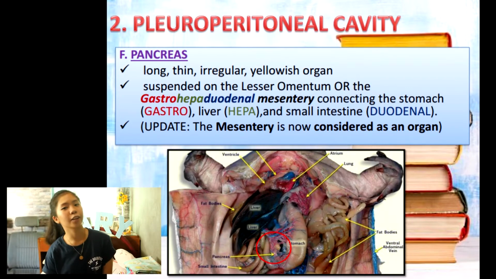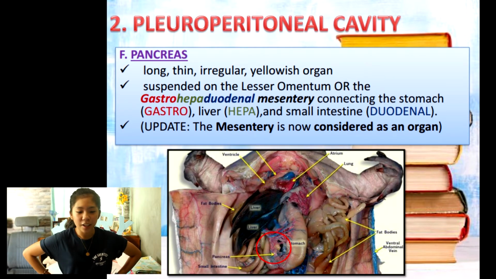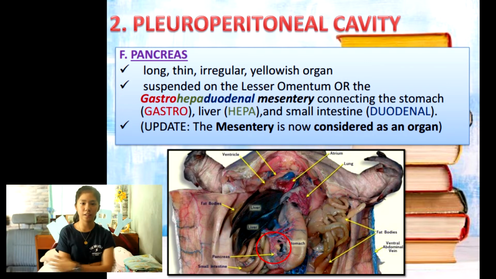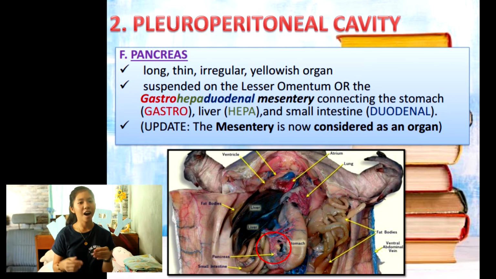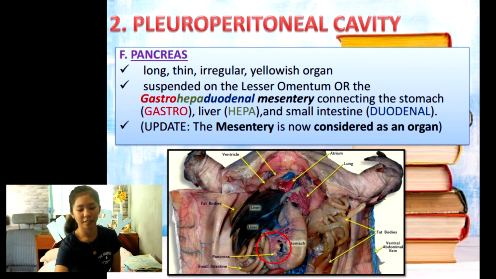So now let's go to the pancreas. The pancreas is a long, thin, irregular, and yellowish organ in frogs. And it is suspended on the lesser omentum or the gastrohepatoduodenal mesentery. So mesentery is a tissue located in the stomach, the gastro, liver, hepa, and the small intestine, duodenal. So it is the gastrohepatoduodenal mesentery. The mesentery is considered an organ, something that holds the organs intact in our body and in the body of frogs.